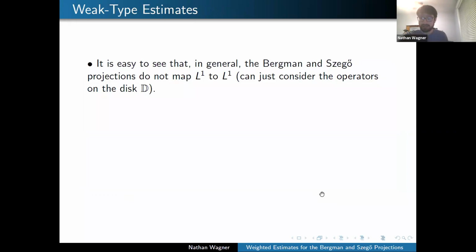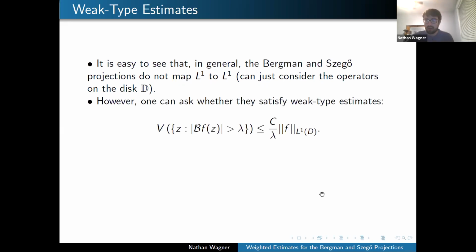The last thing that I'm going to talk about is weak type estimates. So it's fairly easy to see that in general, the Bergman and Szegő projections are not bounded on L1. You can just consider them on the unit disk. For the Bergman projection, if you use something called the Rudin-Forelli estimates, which tells you what happens if you integrate the Bergman kernel against a radial weight in various situations, you can see that it doesn't map L1 to L1. You can also show that for the Szegő projection. But you can ask, of course, if they satisfy weak type estimates, which is the usual replacement in Calderón-Zygmund theory for strong type boundedness.